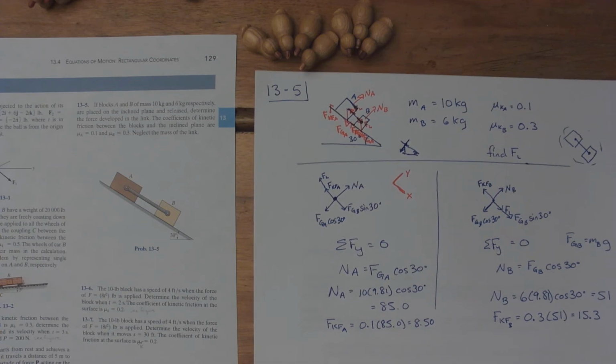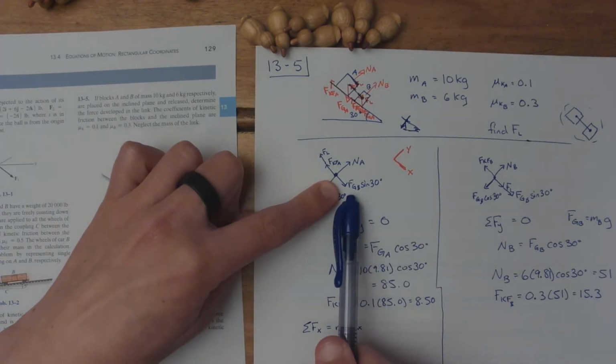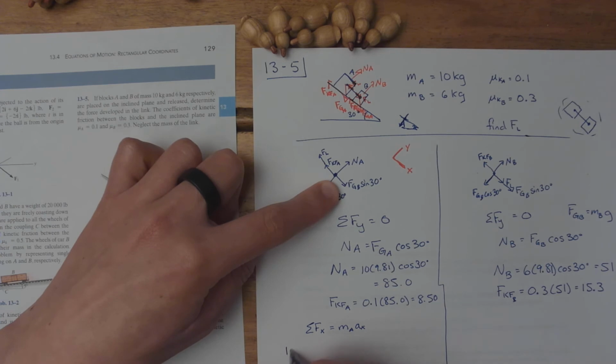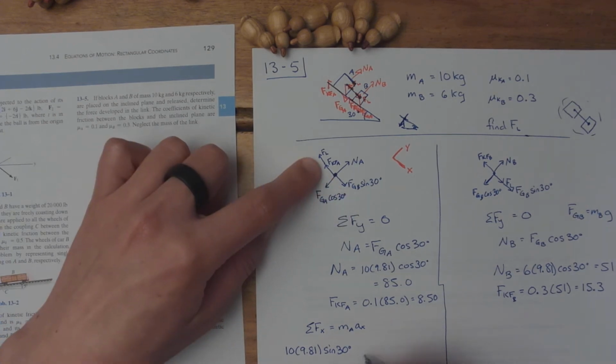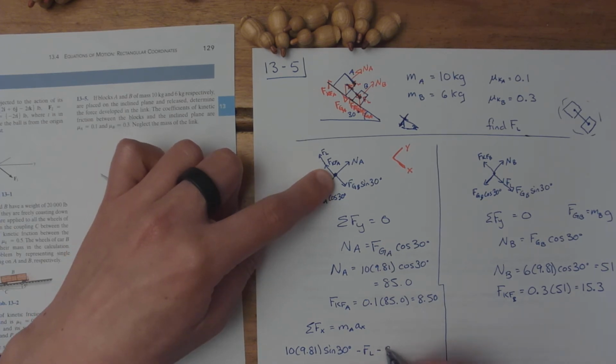Okay, so then the next thing to do is look at the sum of the forces in the x direction. So the sum of the forces in the x direction is equal to the mass times the acceleration in the x direction. We have, going in the positive direction, FGB sine of 30 degrees, so that's 10 times 9.81 times sine of 30 degrees, and then we have minus FL, minus the force of kinetic friction, which is 8.5, which is equal to the mass of 10 times the acceleration in the x direction.